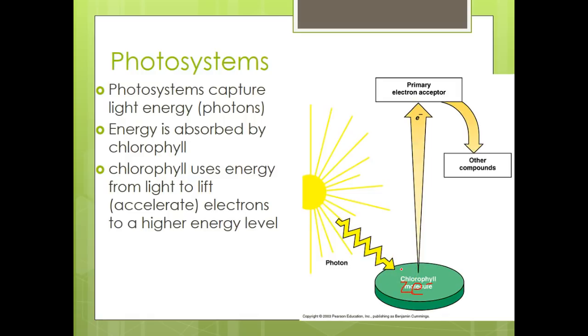It doesn't take that long, but these electrons are energized by the photons absorbed by chlorophyll until they gradually increase in energy to a point where they can do work and produce other compounds. So photosystems I and II capture light energy in the form of photons. They energize electrons, or accelerate, lift, however you want to say it, electrons to a high energy level. Once these electrons are at the highest energy level possible, they have a little bit of energy to give off, and it's this energy that allows us to do work.